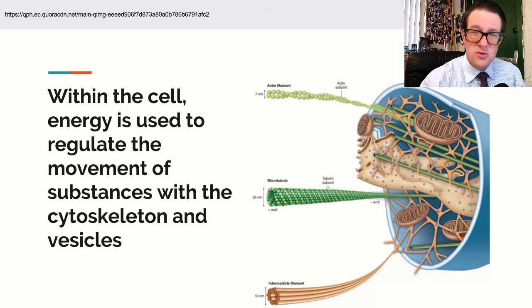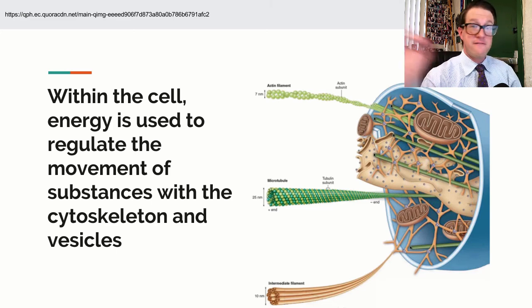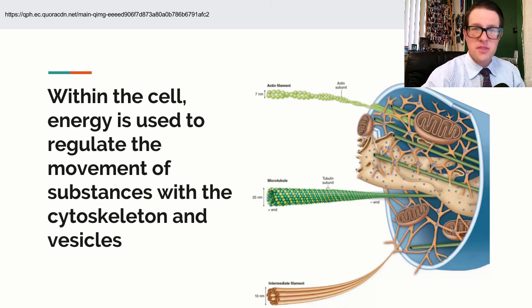Even within cells, we need assistance in moving stuff around because we like to control the motion. And we actually have components of the cell called the cytoskeleton that actually help move parts around. And in particular, they have vesicles, so little bitty bubbles, that can move along these various cytoskeletal elements.